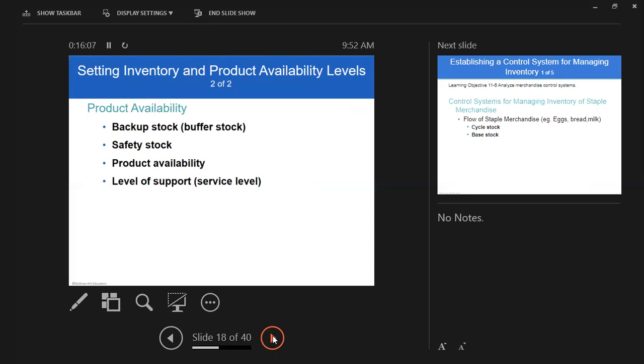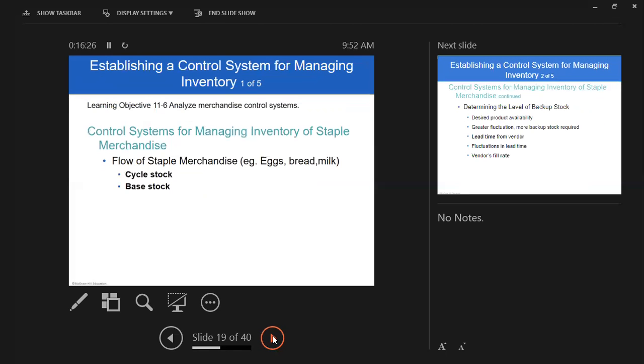And then the level of support, in terms of the service level provided by the store, is also important. So you have to make sure that everyone will be able to understand the importance of the product to the consumer. And then we have a control system for managing inventory of staple merchandise.